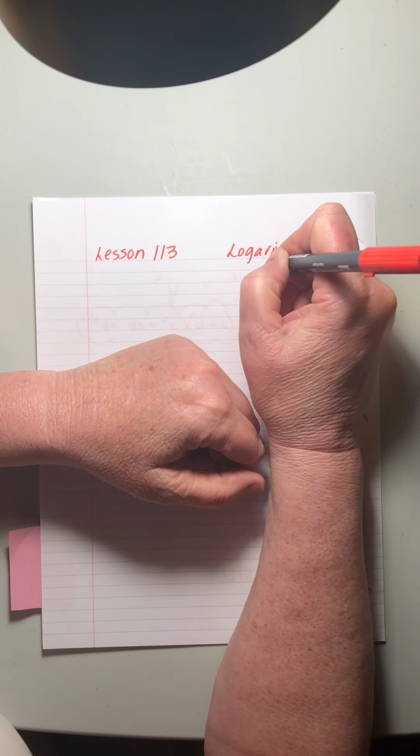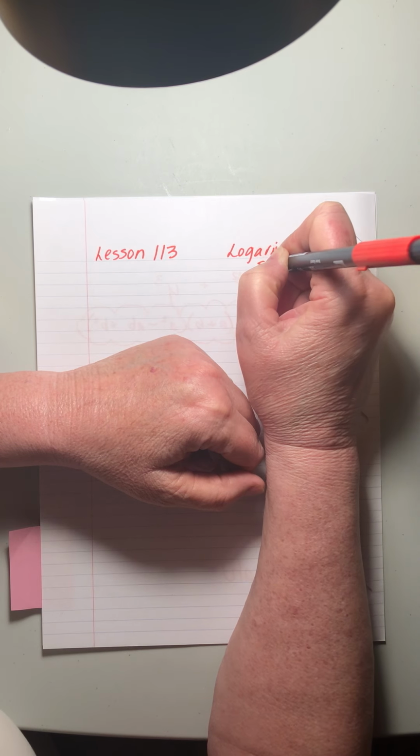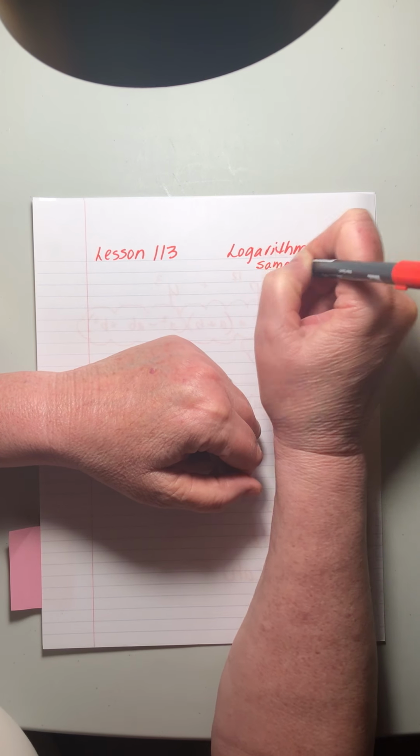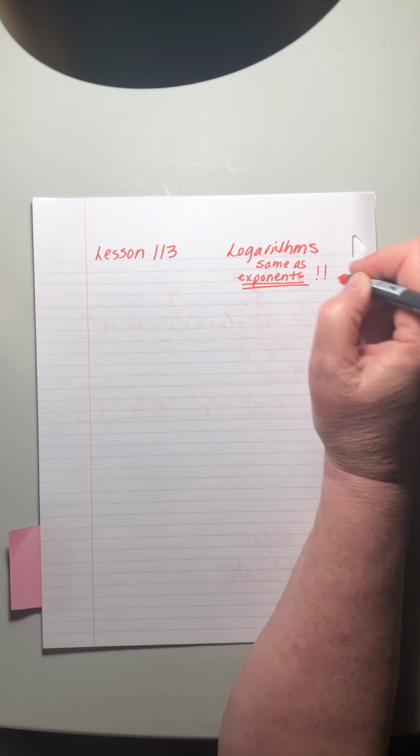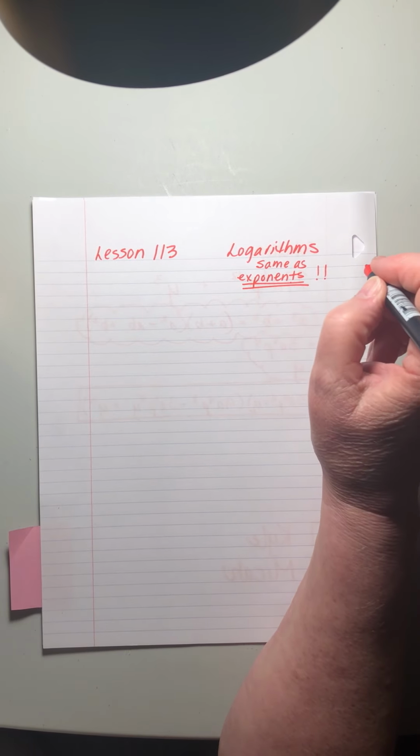So here's the thing about logarithms. They are equal to or same as exponents. If you understand exponents, you'll understand logarithms, because logarithms are just an upside down and inside out way of looking at exponents, okay? But you understand exponents, so this is not going to be that hard.